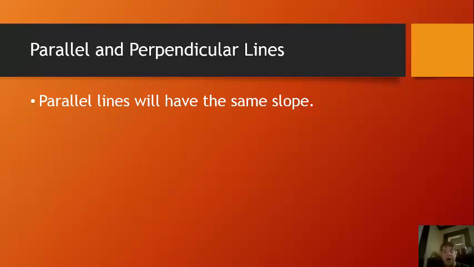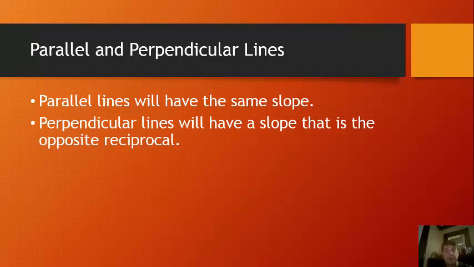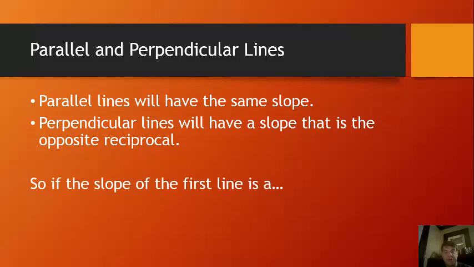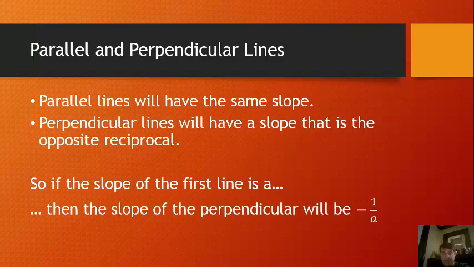What does that look like? Perpendicular lines will have a slope that is the opposite reciprocal. Well, what does that look like? If the slope of the first line is A, then the slope of the perpendicular will be the opposite reciprocal. So opposite means negative, and reciprocal means you flip it. You put a 1 over it. So the reciprocal of A is 1 over A, and the opposite is negative. So if the slope of the first line is A, then the slope of a perpendicular to it is going to be negative 1 over A.